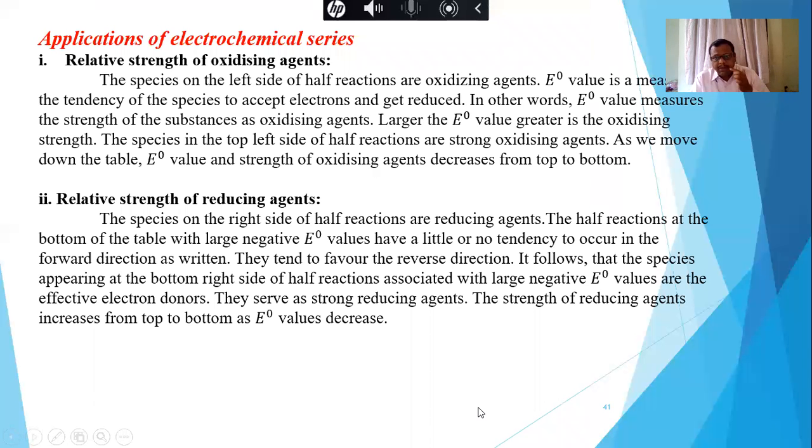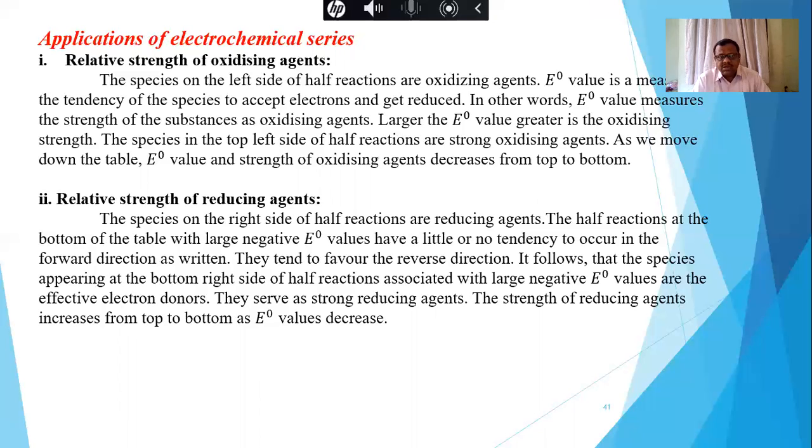Now, applications of the EMF series or electrochemical series. There are 3 main applications we will discuss: the relative strength of oxidizing agents, the relative strength of reducing agents, and also the spontaneity of redox reactions.